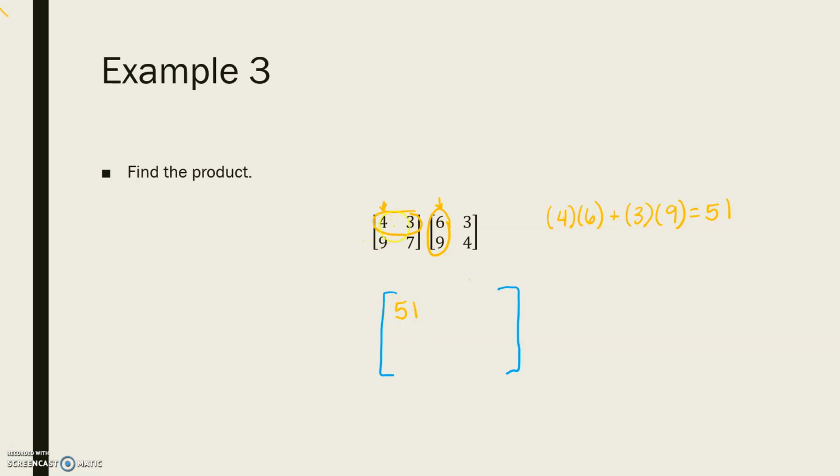Think of it this way. I had the first row, first column. If I were to overlap those into one column, I was looking at the first row, first column. So I'm looking at this point right here, or this first element.